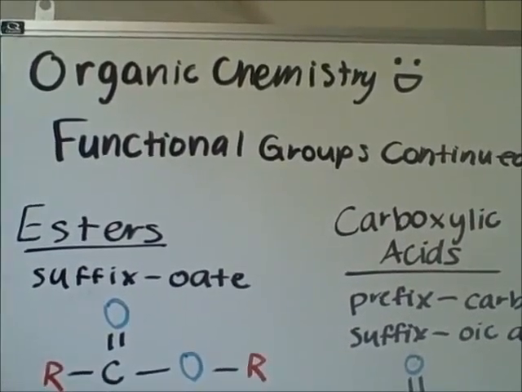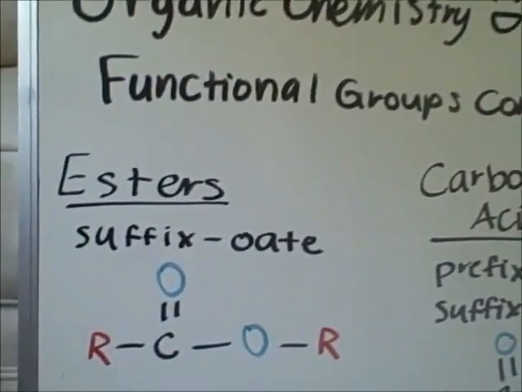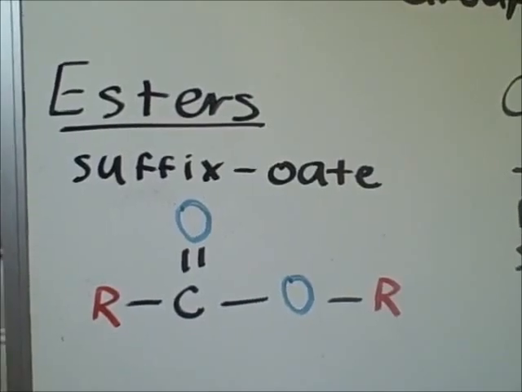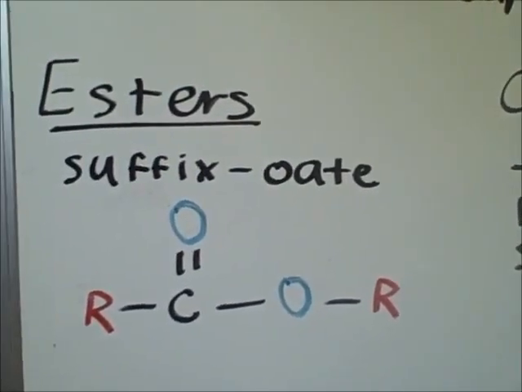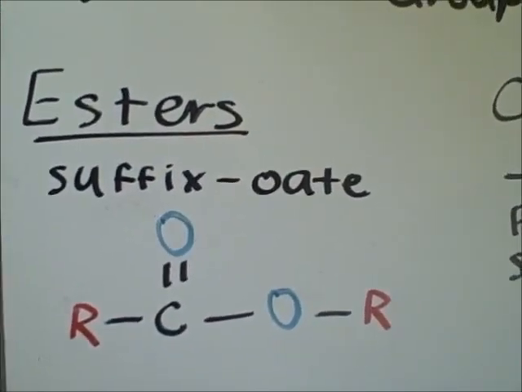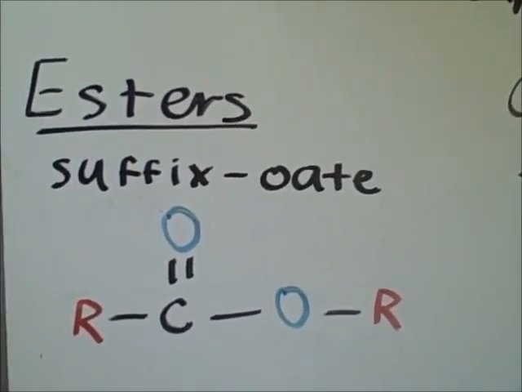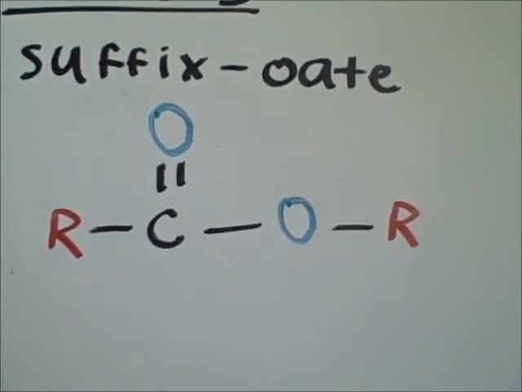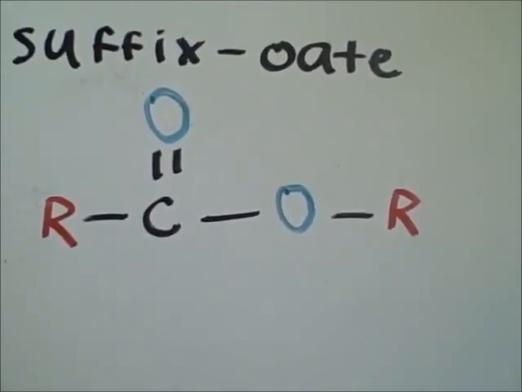Now we're back with some more functional groups for organic chemistry. Here are esters. These organic chemistry functional groups are now going to get more complicated than the alkanes, alkenes, and alkynes that we just saw. Esters have a suffix of -ate, and the R's there that you see in red are normally more carbon atoms.